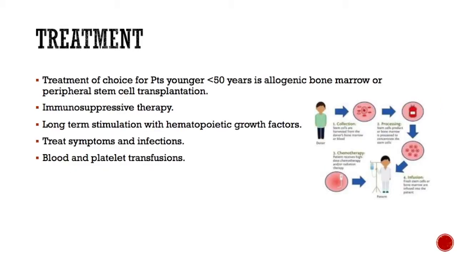The treatment of choice for patients younger than 50 years old is allogeneic bone marrow or peripheral stem cell transplantation. They can also be treated with immunosuppressive therapy in combination with blood and platelet transfusions. There's long-term stimulation with hematopoietic growth factors, and also you can treat the symptoms and infections so that the patient can at least feel better.